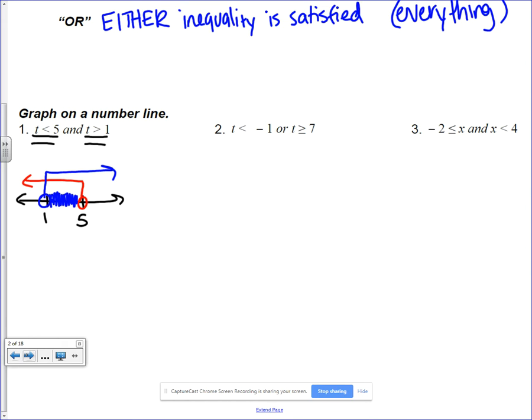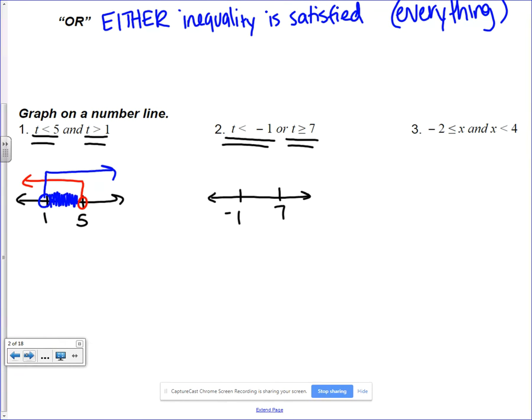Okay, let's try again. Take a look at number 2. Is this inequality written in the correct order? Is the variable on the left? How about this one? Okay, so we're ready to go. Which of those numbers goes on my number line first? The -1 and then the 7.